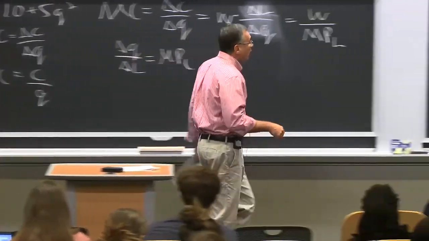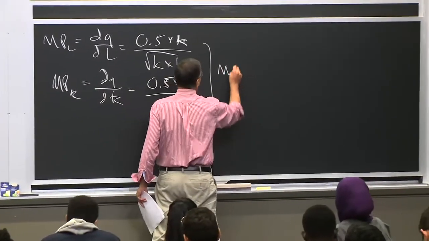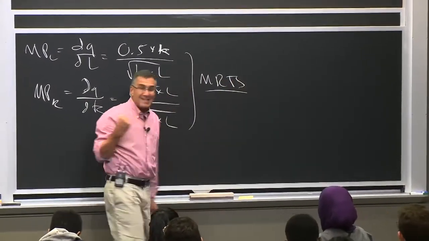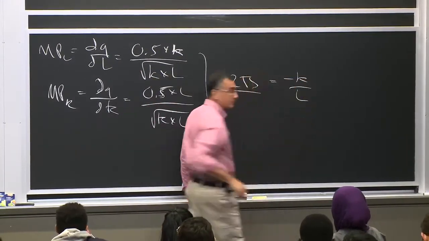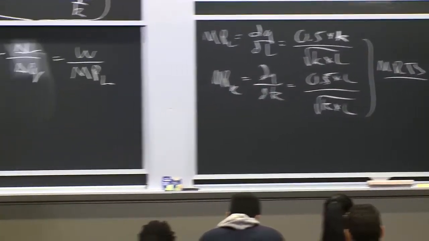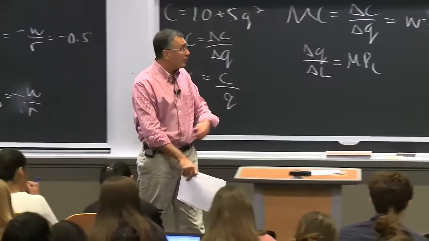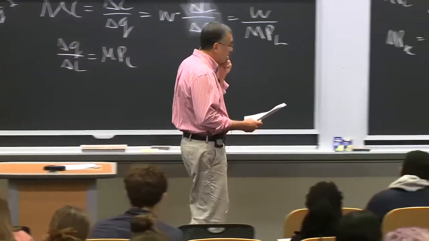Okay? So putting these together, we know that the marginal rate of technical substitution in this example is equal to minus K over L. That's not a general formula. That's just this example. The marginal rate of technical substitution is equal to the negative of the ratio of capital to labor.